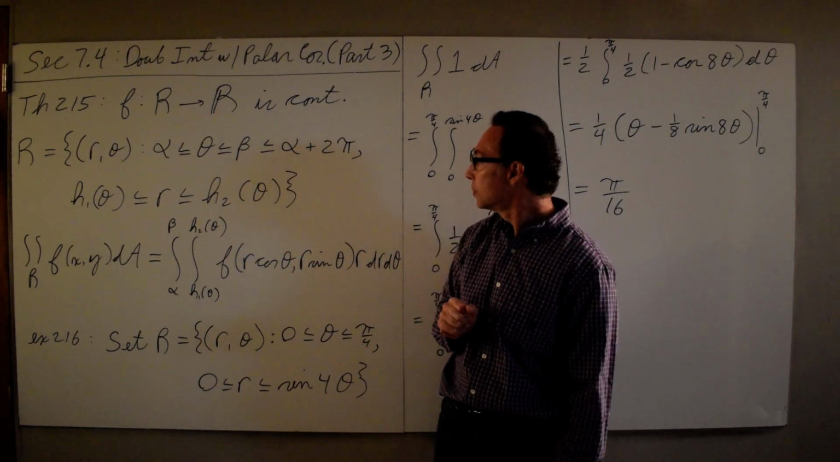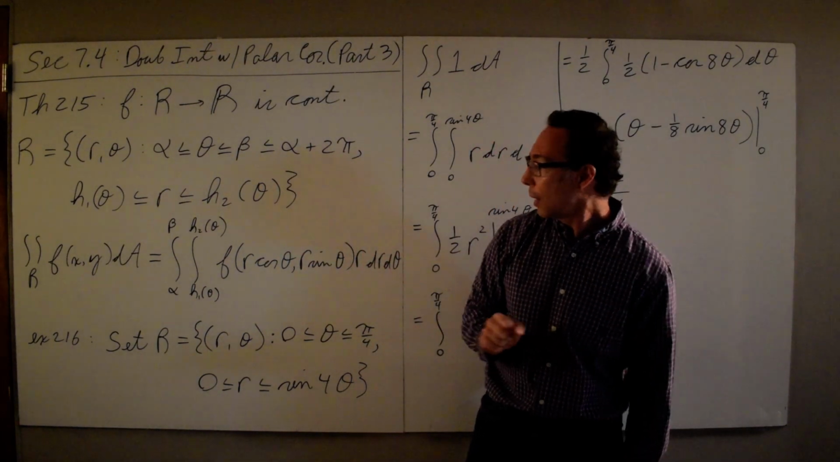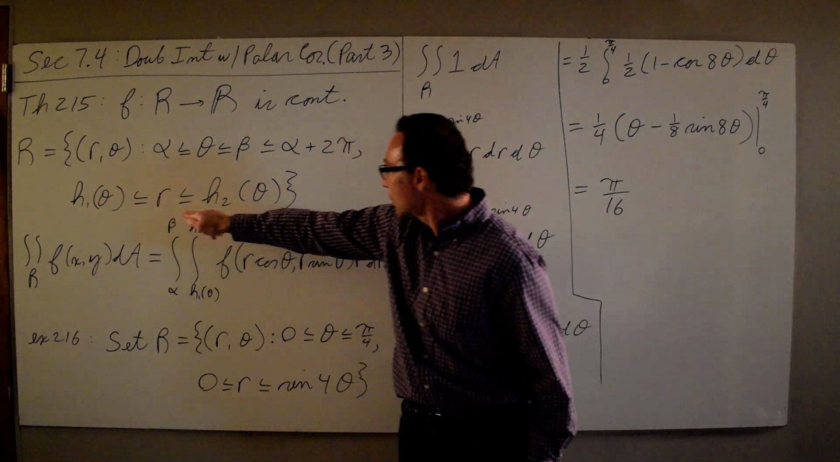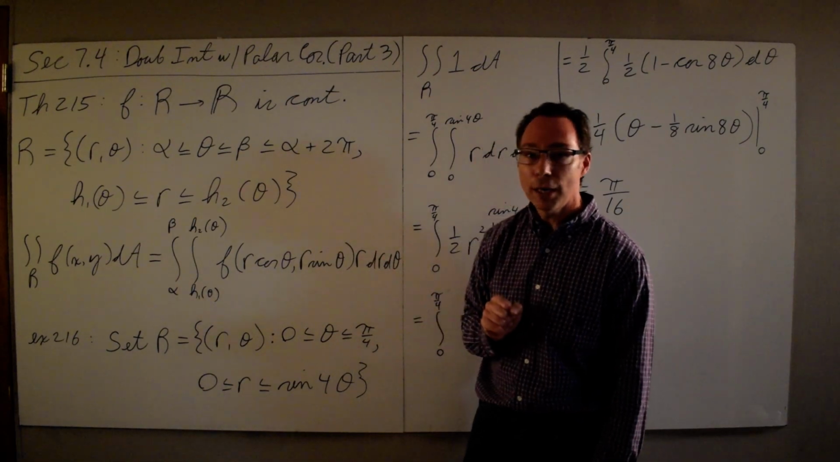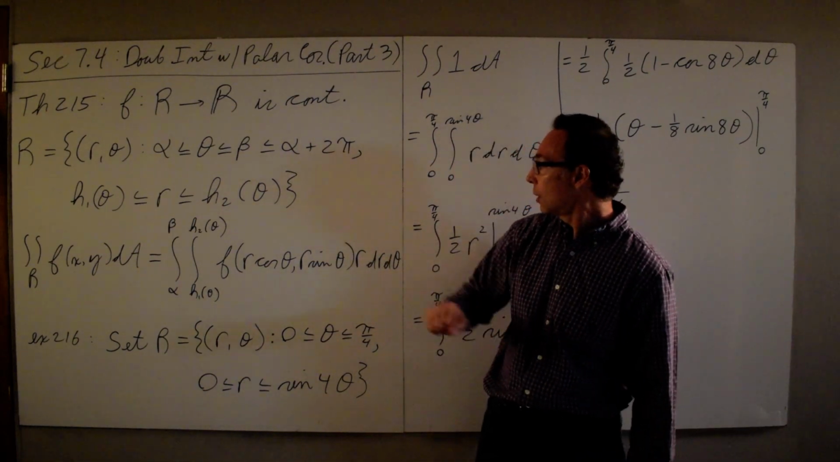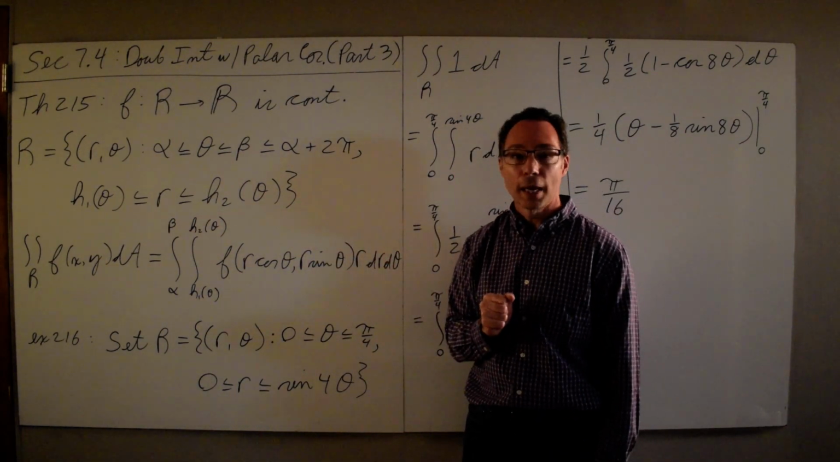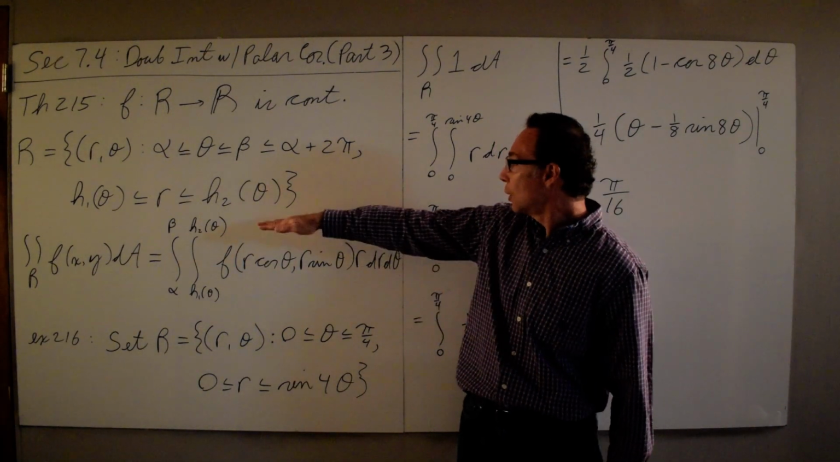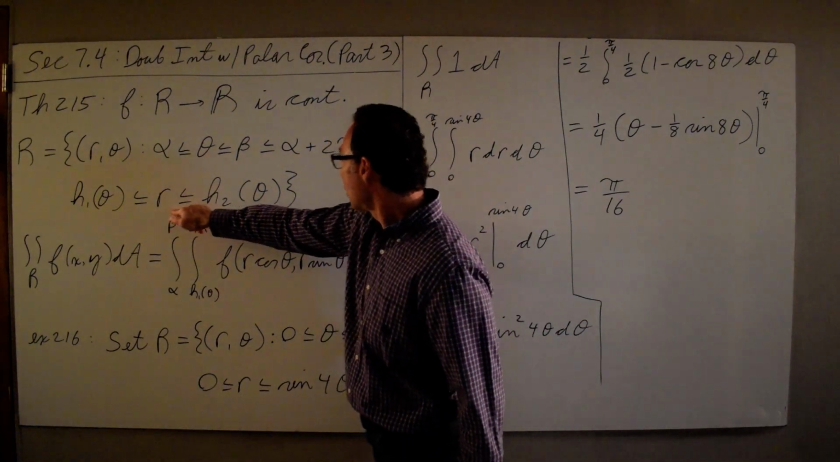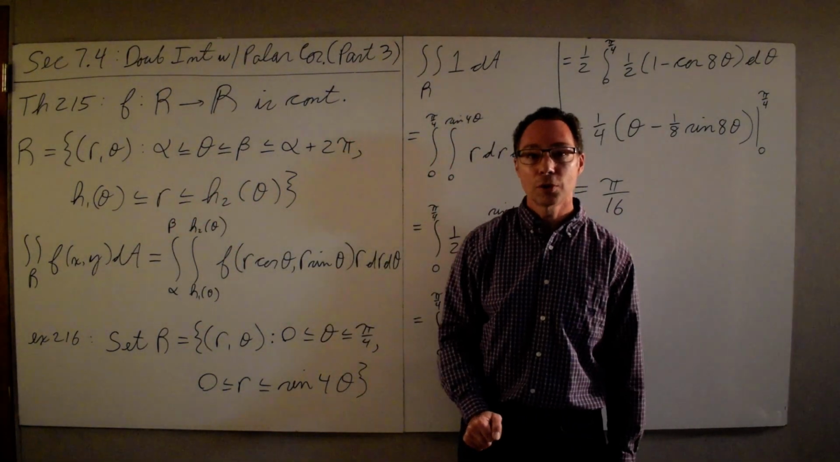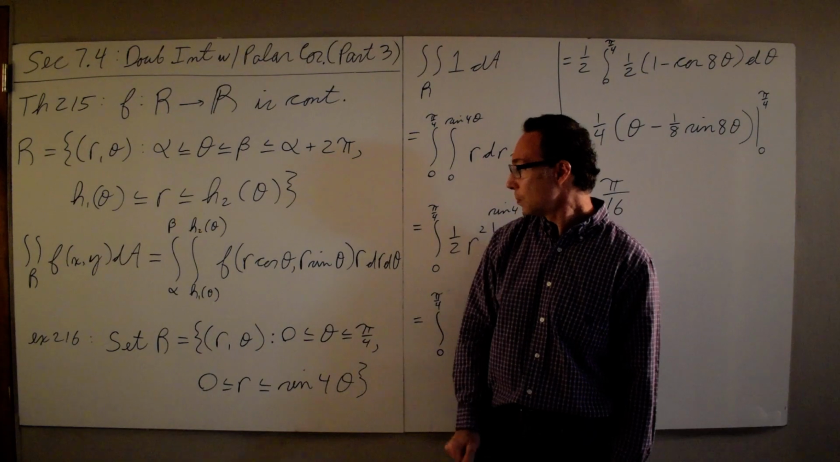circle more than once. r, however, isn't bounded between two constants. r is bounded between two functions of theta. So h1 of theta is less than or equal to r, which is less than or equal to h2 of theta. That's not to say that one of these functions can't be constant, but this is the situation we have. r is bounded between two functions instead of two constants.